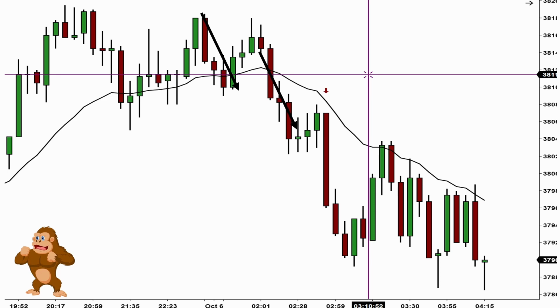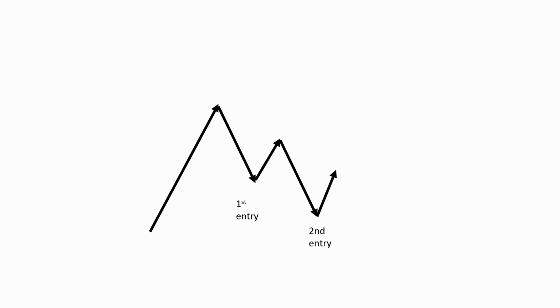Two-legged pullback in a 2000 tick chart. First entry, second entry. Another example of a two-legged pullback: one leg up, one leg down, another leg down, and another leg up. Only this time, the second leg up will fail. This is a trap.